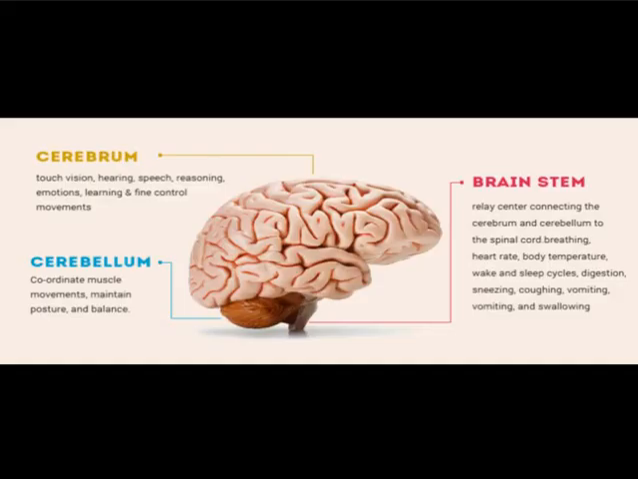Today I will present the radiological anatomy of the brain. As we know, the brain has three main parts: the cerebrum, cerebellum, and the brainstem. Cerebrum is the largest part of the brain and is composed of the right and left hemisphere. It performs higher functions like interpreting touch, vision, hearing, as well as speech, reasoning, emotion, learning, and fine control of the movement.